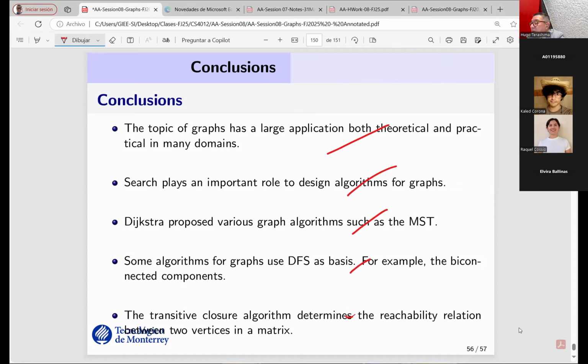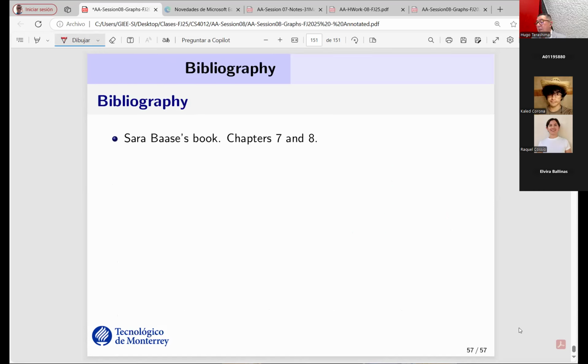So these are the conclusions. We've seen topics and large applications. We explore different concepts, and we explore problems: MST, the bi-connected components, the shortest path, the transitive closure, and then the emulation of problems into graphs also. So different topics in this session.